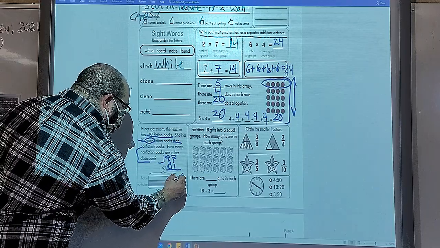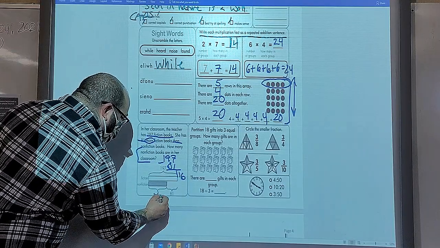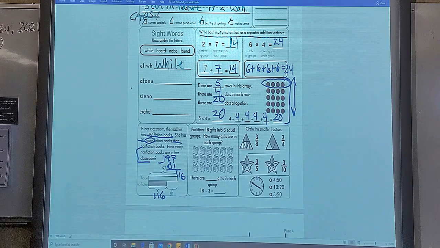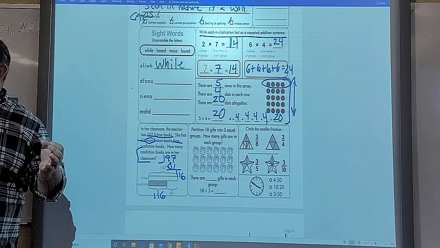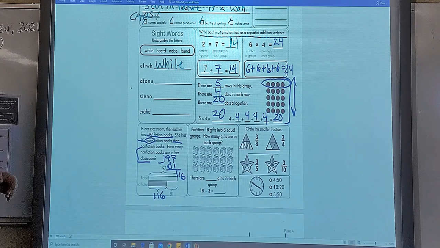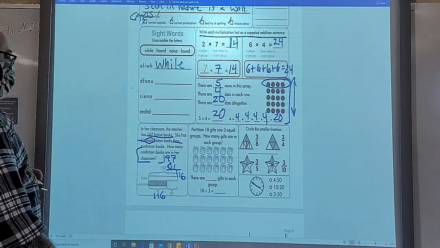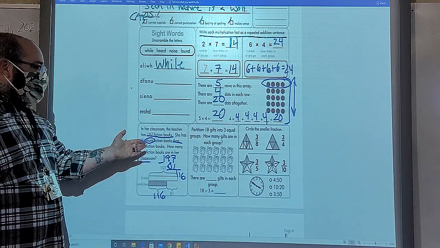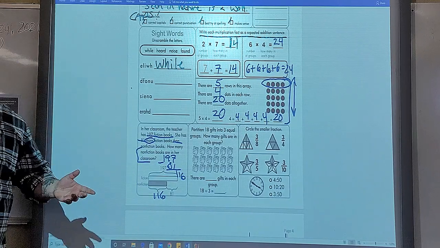Which would give us 116. So how would I say that in a sentence? You would say, in your classroom, the teacher has 197 fiction books, and she has 116 nonfiction books. Good. Because it says she has 81 more fiction than she does nonfiction. Perfect.